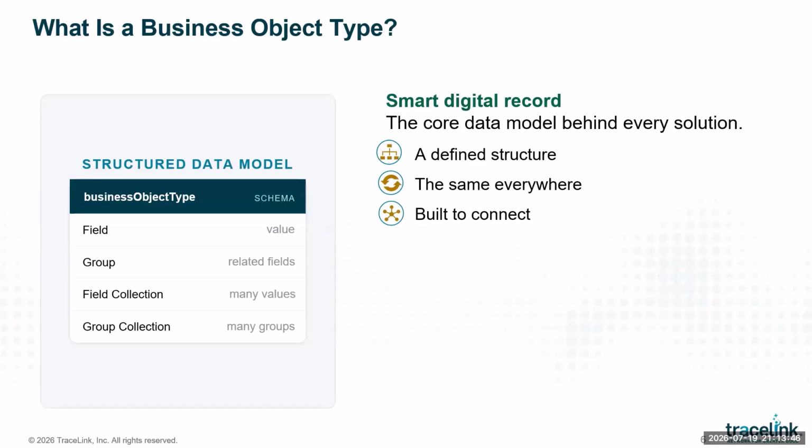There are three ideas I really want you to hold on to here. First, it has a defined structure, exactly what goes on the form, and how the parts relate. We call that its schema. Second, it stays the same everywhere it's used, so one definition applies across every solution. And third, it's built to connect, meaning it links to other records to mirror how your business actually works.